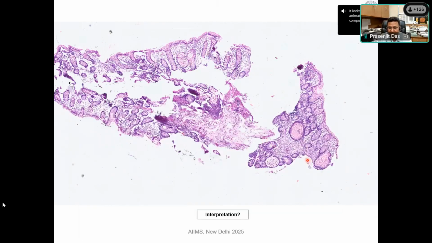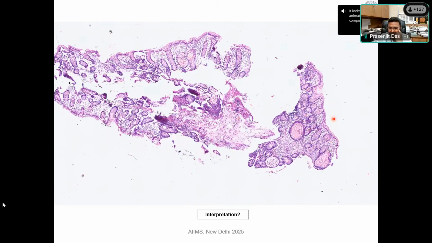Now what can you see in this image that was also given? Anything? So now you can appreciate the chronicity. There is presence of crypt abscess and cryptitis in this slide. So activity is also there. So now we can say this is a patchy, maybe patchy, mild chronic active colitis.